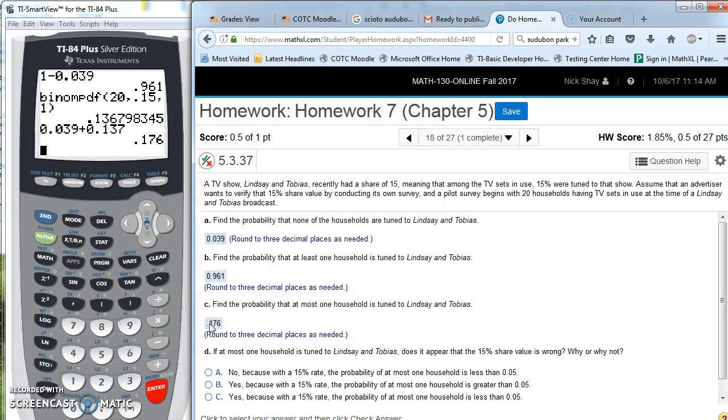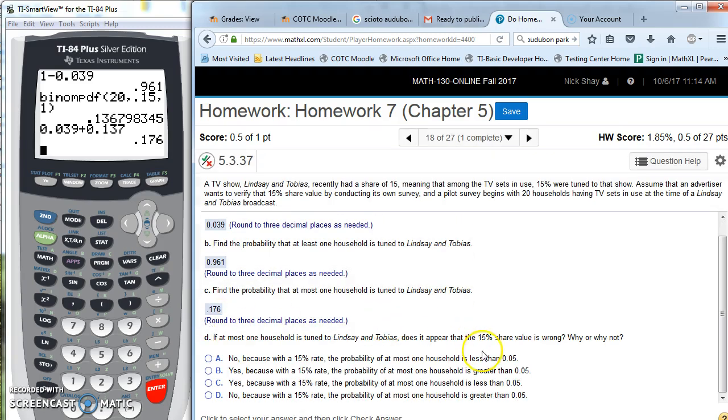All right. So if at most one household is tuned into Lindsay and Tobias, does it appear that the 15% value share is wrong? Why or why not? Well, look, we got pretty close to 15%, didn't we? So no, because with a 15% rate, the probability that at most one household is tuned in is greater than a 0.05 chance.